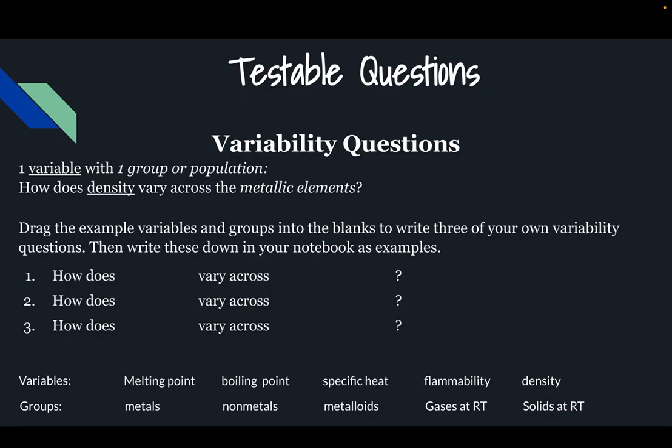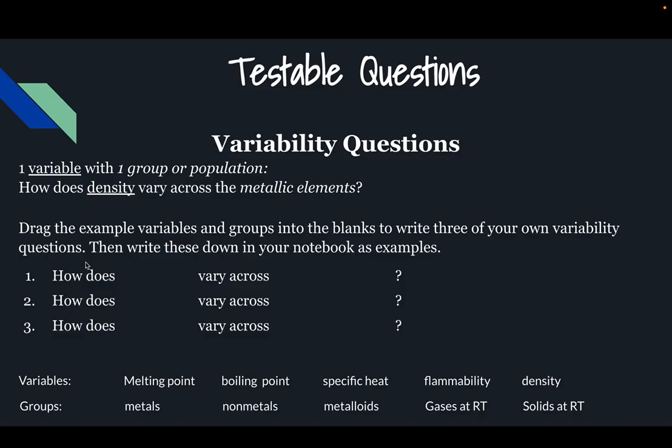So the first question is a variability question. Again, it has one variable and it has one group or population in it. So an example is, how does density vary across the metallic elements? So density is the variable that can be measured or researched. And you're asking about this particular group of elements, the metallic elements.